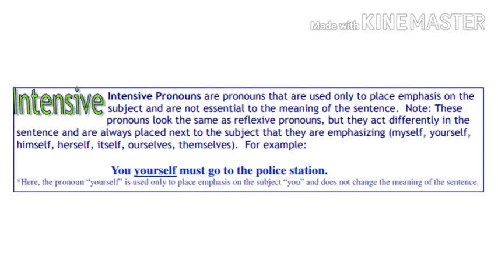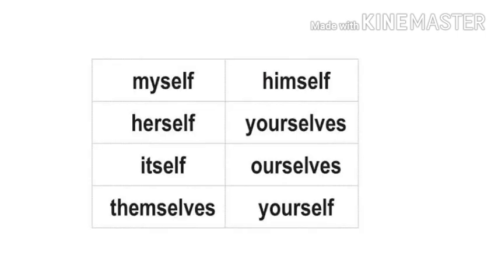You can also see an example. You yourself must go to the police station. You can clearly understand by this. Here you see you is a pronoun, and after that I have used yourself. Similarly, if it would be I, then myself, we, then ourselves, they, then themselves. So accordingly, any reflexive pronoun which is coming after any noun or pronoun will become an intensive or emphatic pronoun. So this much of the topic we have covered.